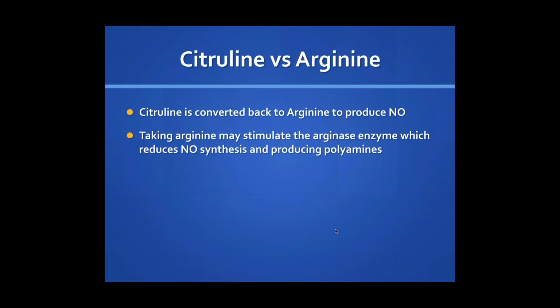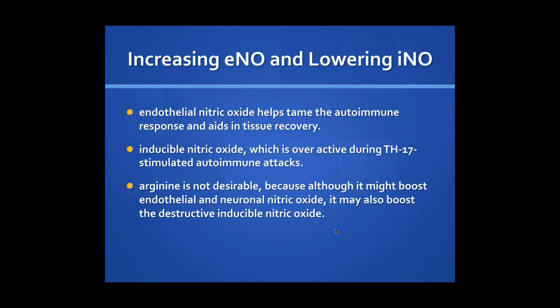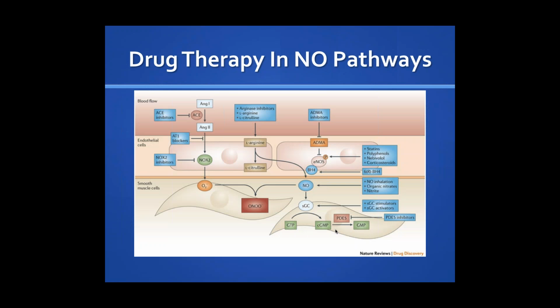And we already looked at the citrulline versus arginine pathway. Once more, if you've got a nitric oxide synthase variant, arginine may not be the best thing for you to take, but if you don't, then arginine can produce nitric oxide. Let's go on forward here.